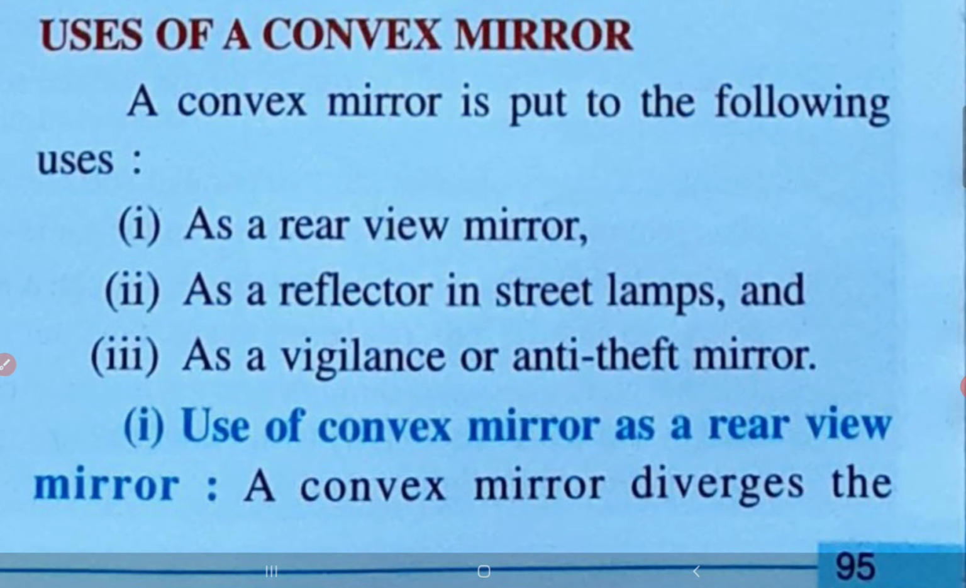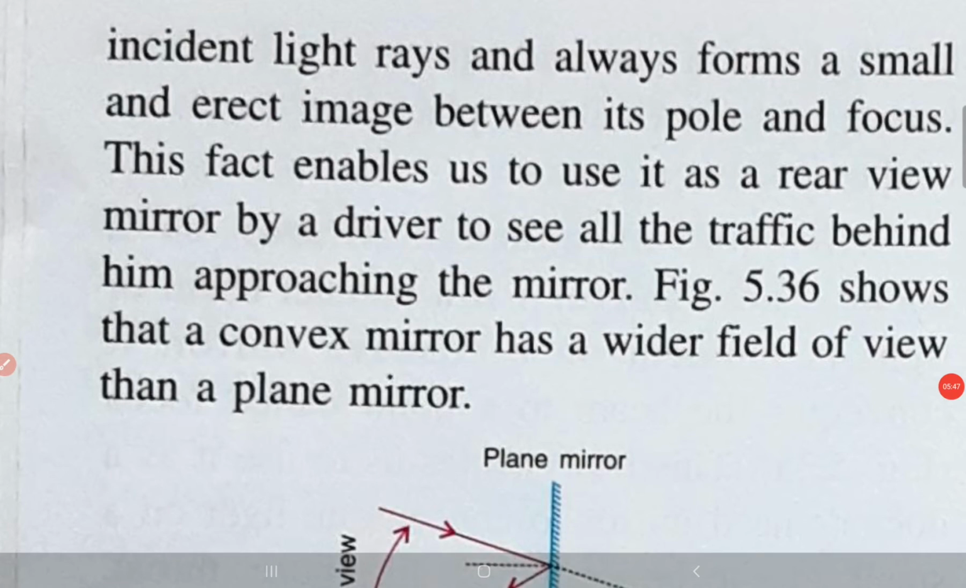A convex mirror diverges the incident light rays and always forms a small and erect image between its pole and the focus. That is the only one condition where the images are formed in case of convex mirrors. So this fact enables us to use it as a rear view mirror by a driver to see all the traffic behind him approaching in the mirror.